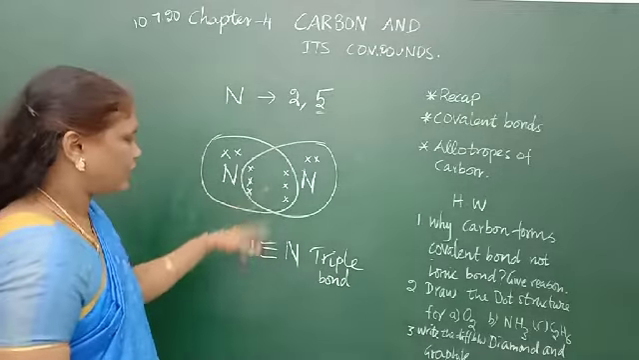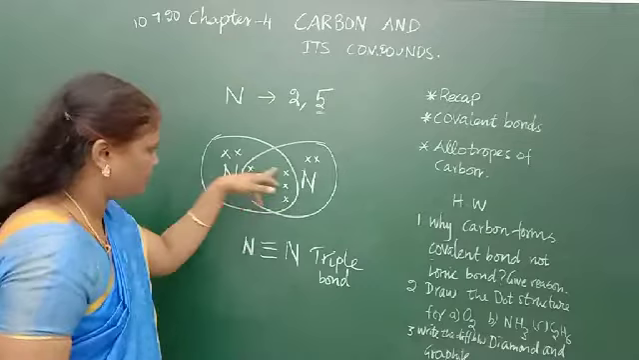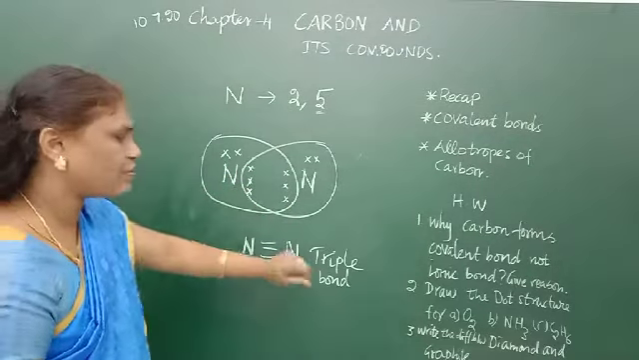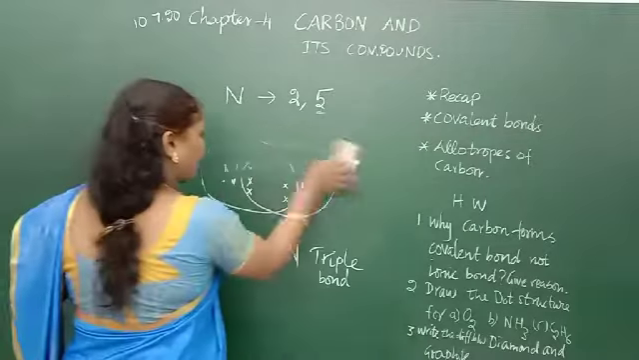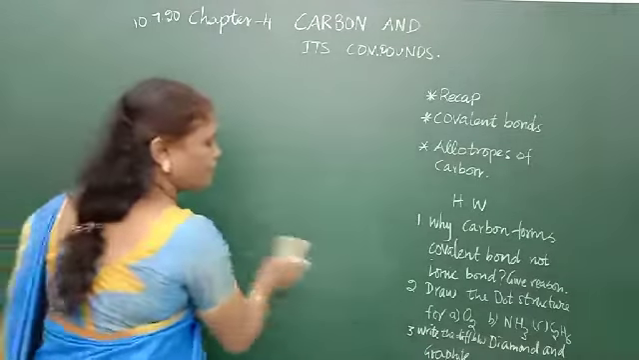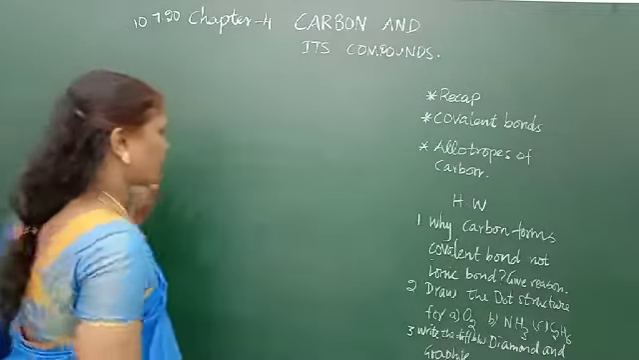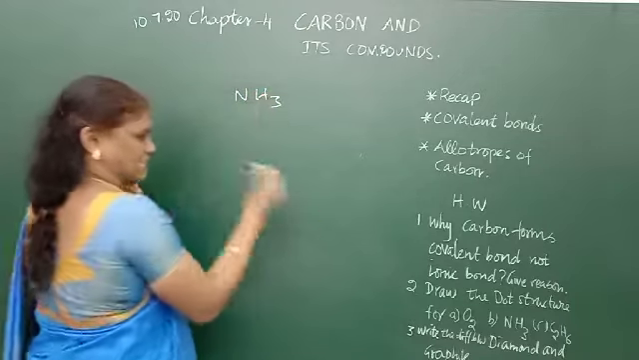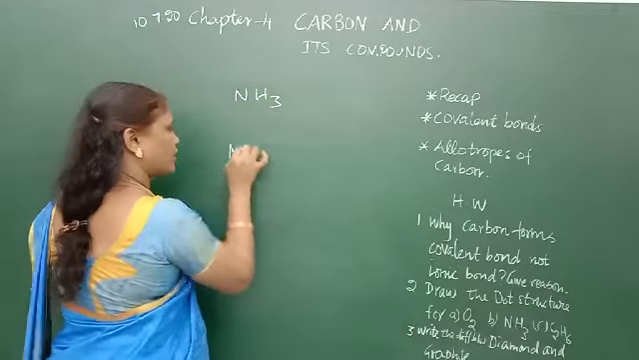Okay, so like this, if each is sharing 3 electrons, it becomes 6 electrons. 6 electrons will form a triple bond. Okay, now we have seen the molecules of elements. Now we are going to see molecules of compounds. Okay, NH3, the same nitrogen. And we know how much it has.